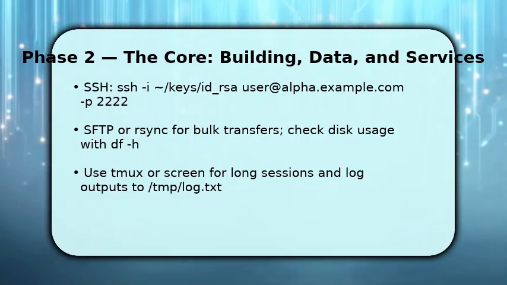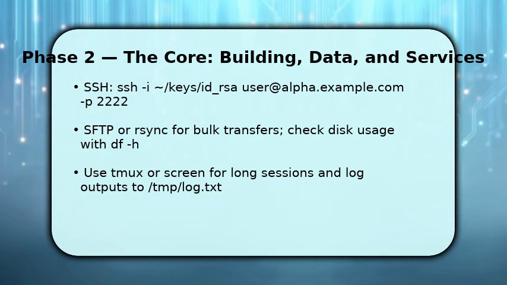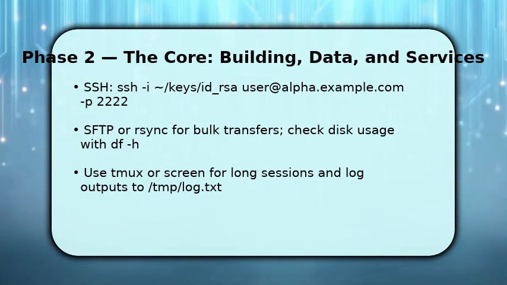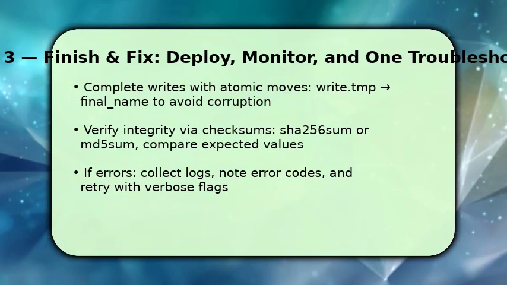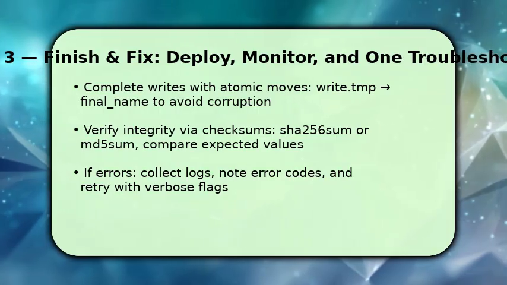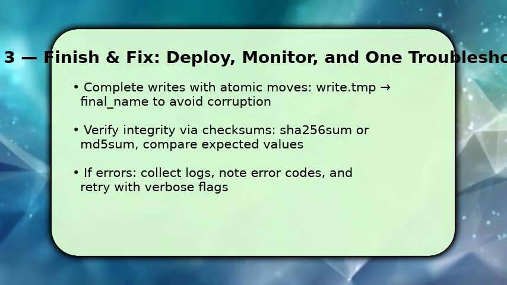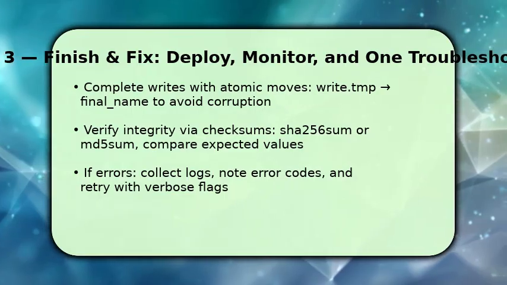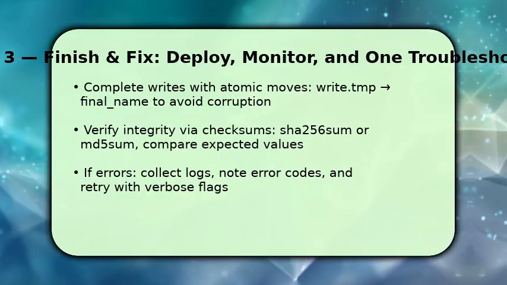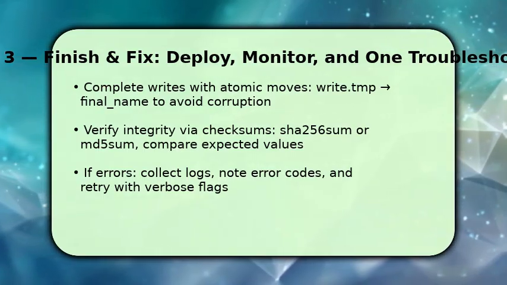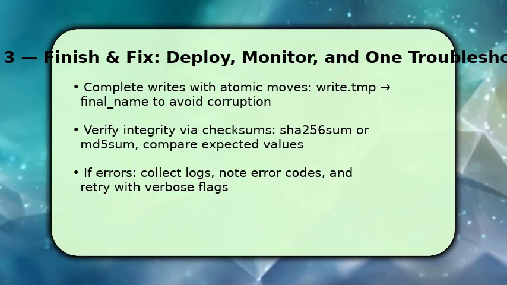While working, run file transfers with rsync or SFTP and keep a log. This preserves state if you must reconnect. You finalize by ensuring writes are atomic. Write to a temporary file, then rename to the final path, because that prevents partial reads. After operations, run sha256sum on key files and compare against expected checksums to confirm integrity.